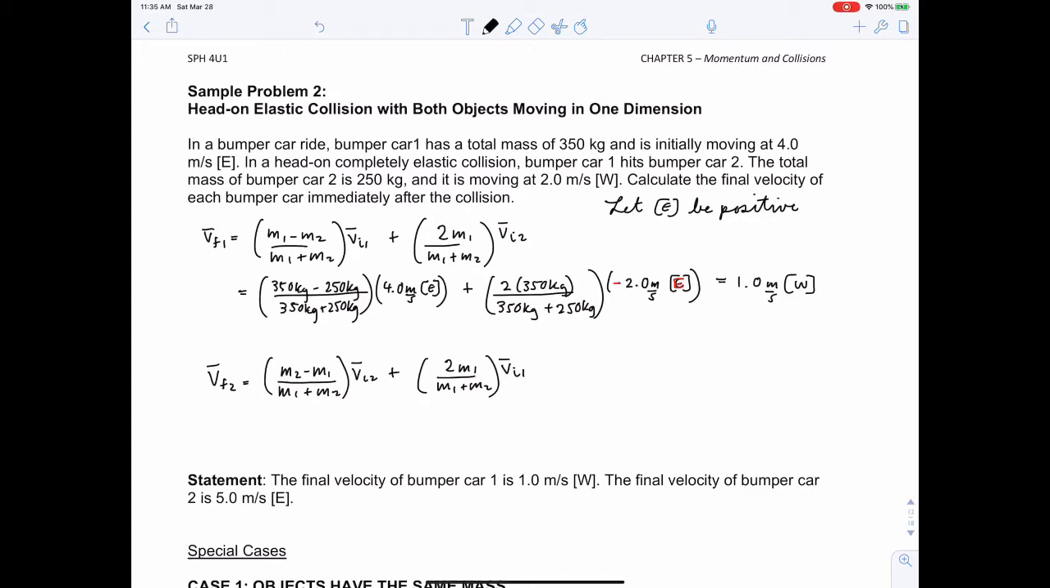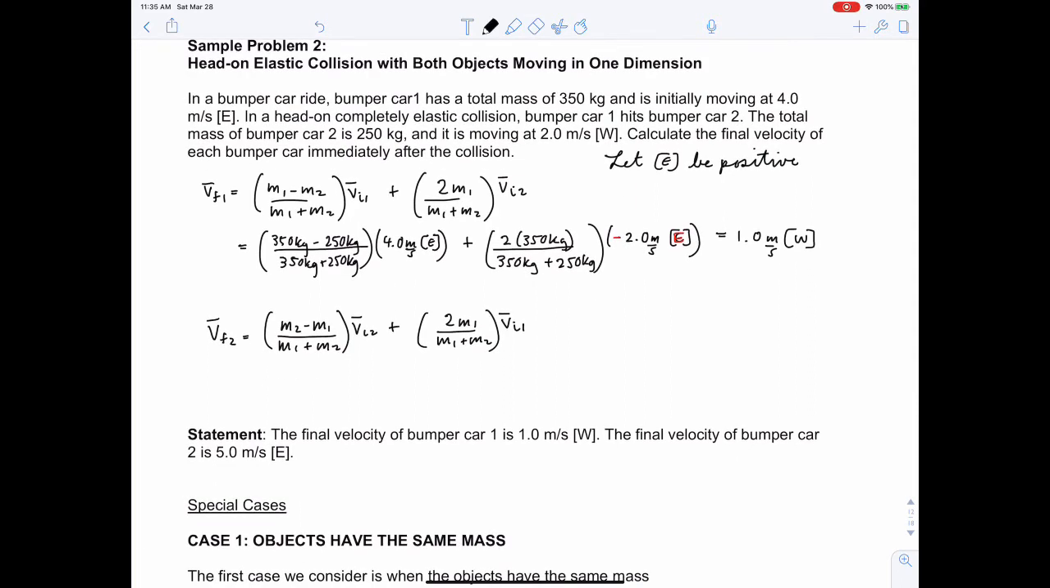Now let's go on to determine the final velocity of object number 2. We can start subbing and solving. We have 250 minus 350 over 350 plus 250 times the initial velocity of object number 2, which is 2 meters per second west, or negative 2.0 meters per second east, keeping the direction the same. Trace it in red so that you remember.